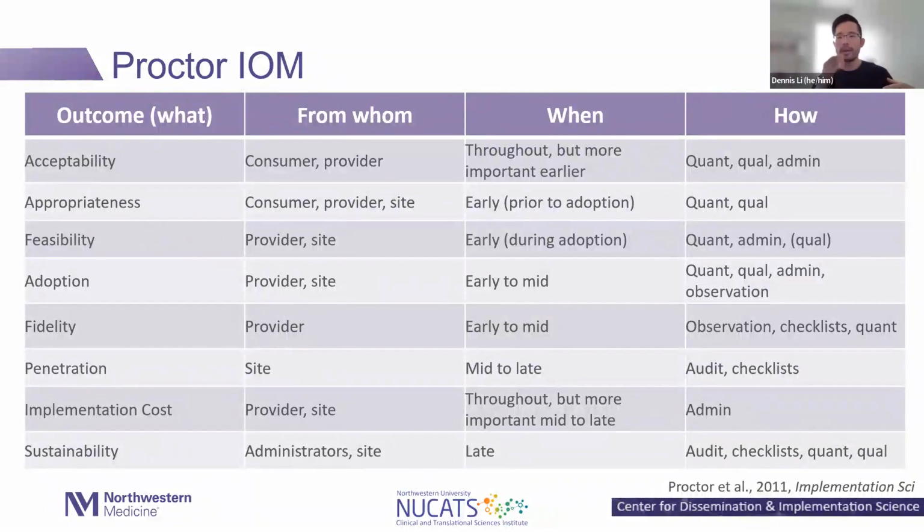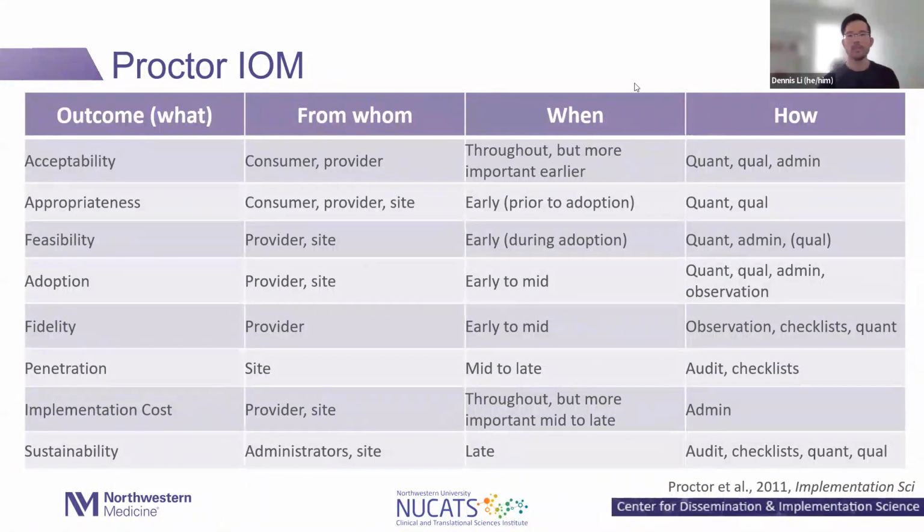I think some big takeaways are about the when. You measure outcomes at different stages of implementation. So acceptability, appropriateness, and feasibility are probably the most important during pre-implementation, when you're trying to determine whether a thing is even good for a particular setting. And we often think about acceptability from a consumer perspective, but in implementation research, we want to make sure that we get the implementers' views on these as well.